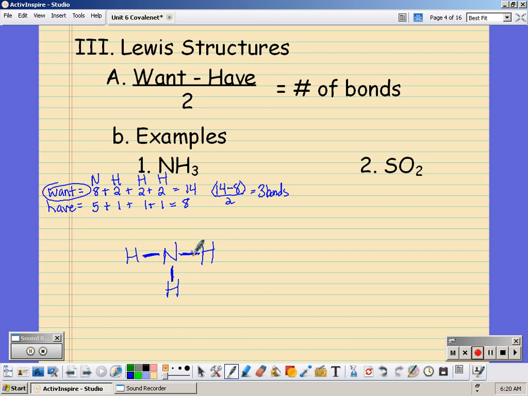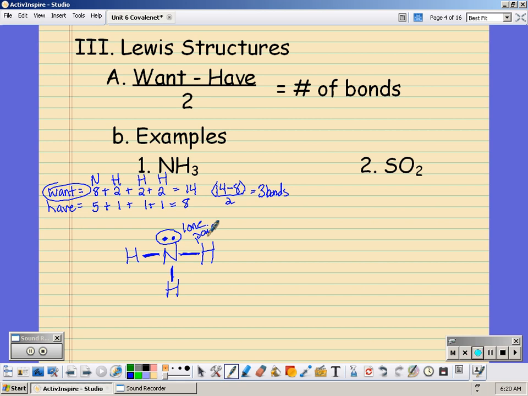My nitrogen wants 8 valence electrons. Right now it has access to 2, 4, 6. That means it has 2 electrons that it's not sharing with hydrogen. So we just draw 2 dots. Those 2 dots are called the lone pair. It's called a lone pair because it only belongs to nitrogen alone.